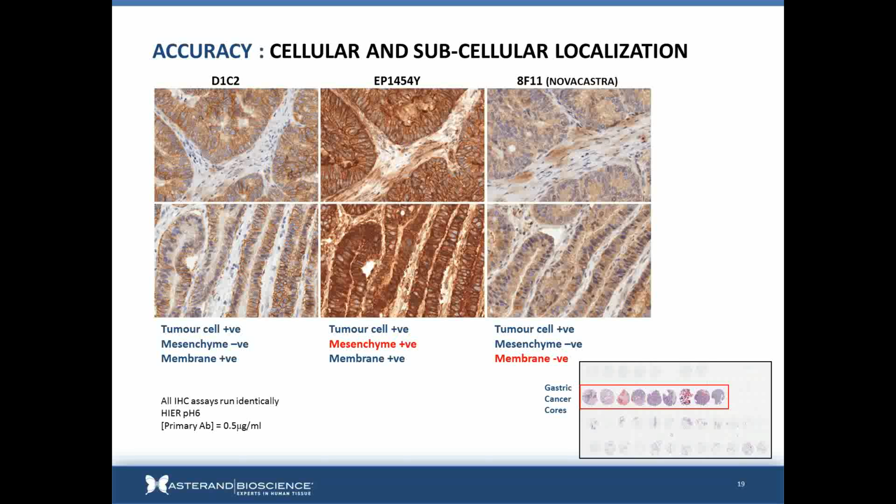Considering 3 main criteria, there appear to be differences in how these 3 antibodies perform. For example, D1C2 is labeling up tumor cells prominently, the mesenchyme is negative, and the membranes are very prominently positive for MET.